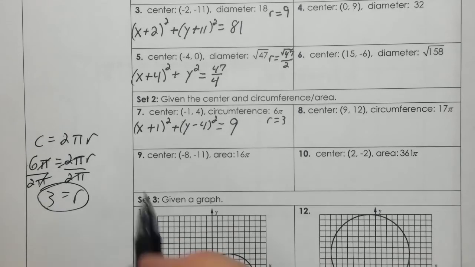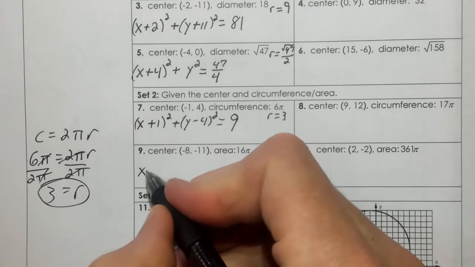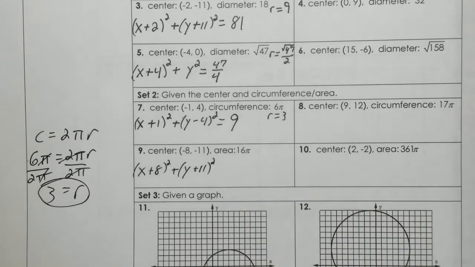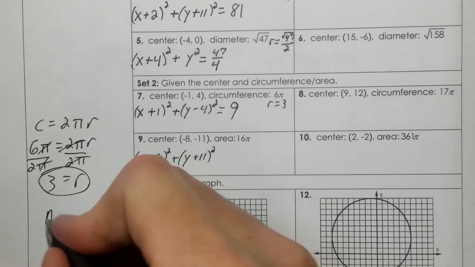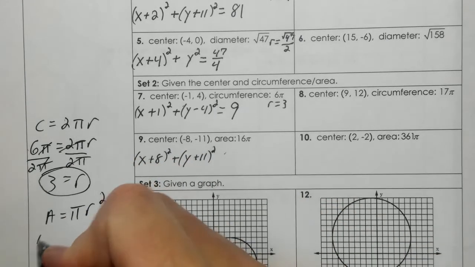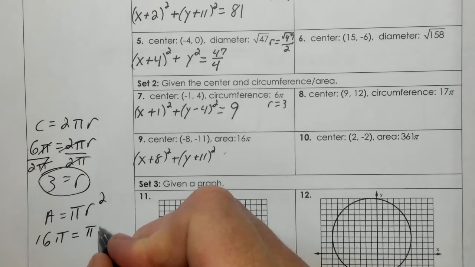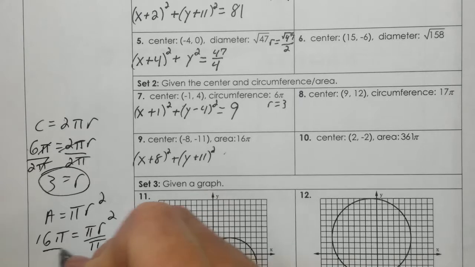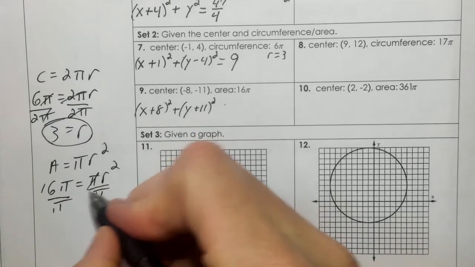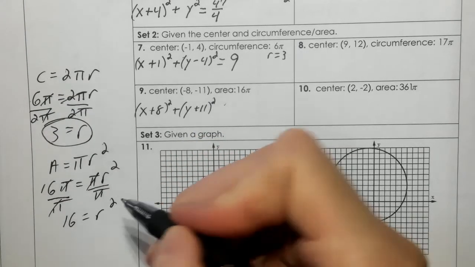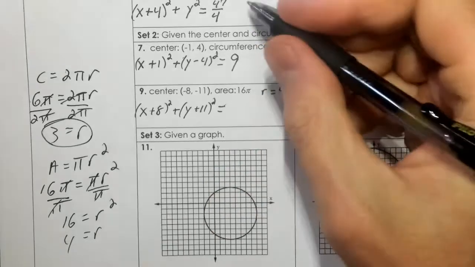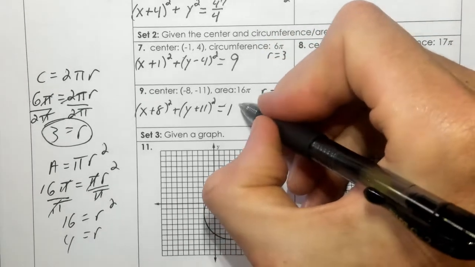Okay, number 9 is similar. I can start with (x + 8)² + (y + 11)². Now area. So I have A = πr². I'm given that the area is 16π. So I'm going to write 16π = πr². I can divide both sides by π. I'm running out of space here, sorry. The π's cancel, so 16 = r². That means r is 4. But in the formula for the equation of a circle, we square that, so r squared would be 16.